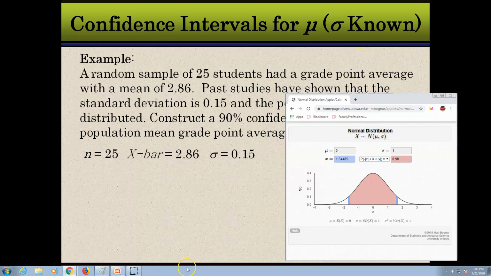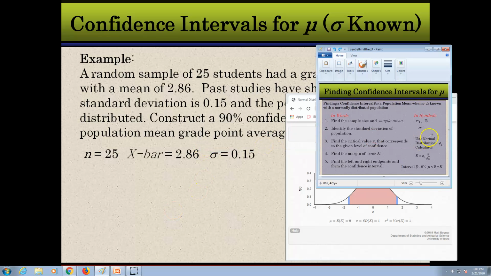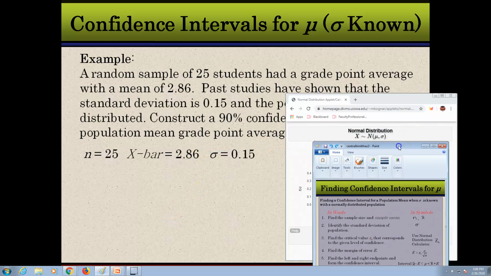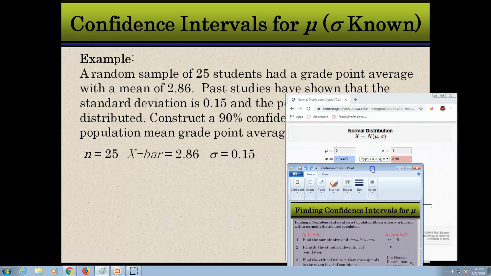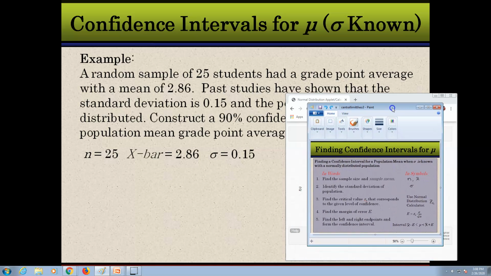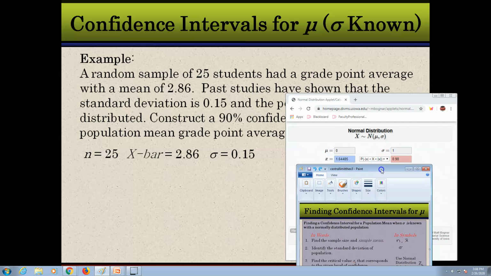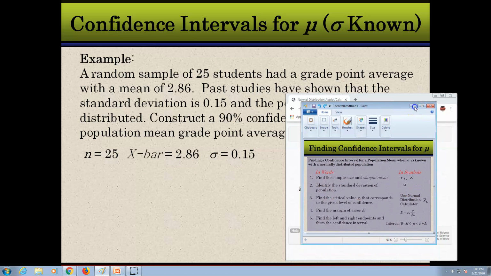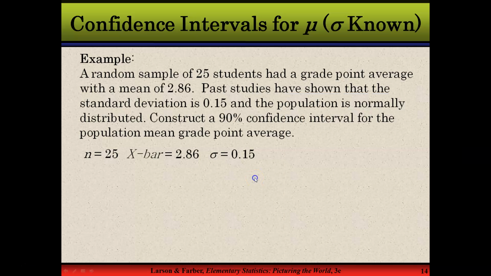Let me show you the steps. The Z sub C here will be that number in the blue box. Now I'm going to round to 3 decimal places, 1.645. So my critical value is going to be 1.645. That's how you find the critical value.